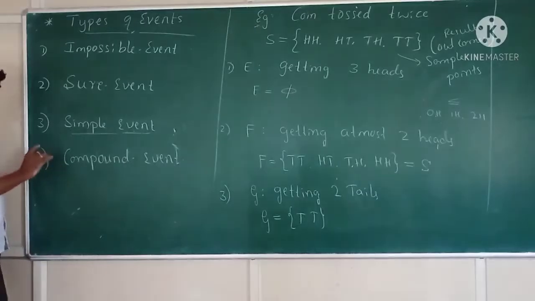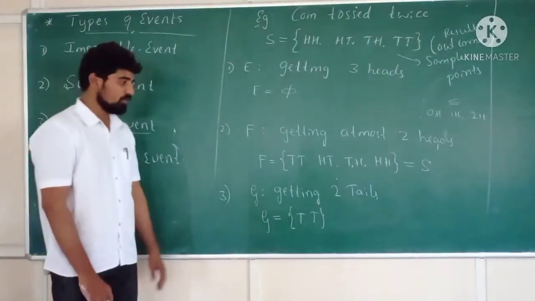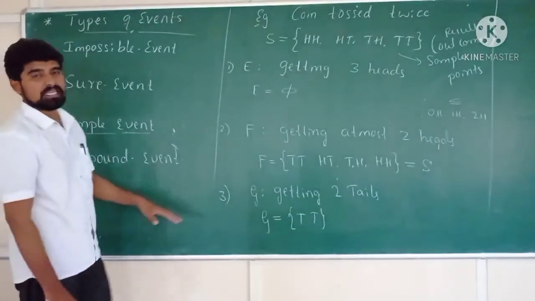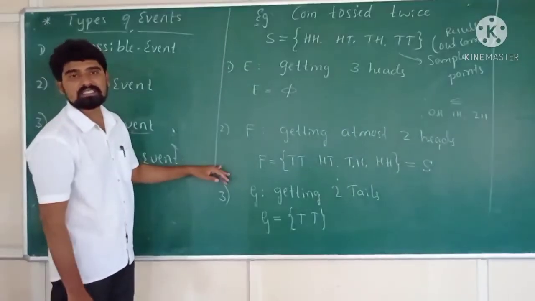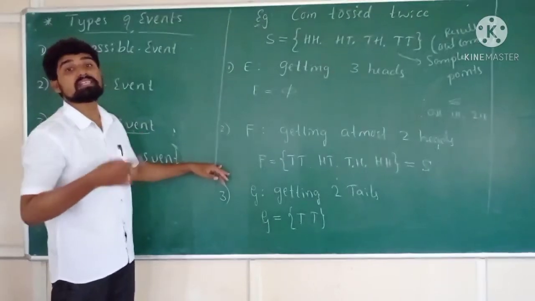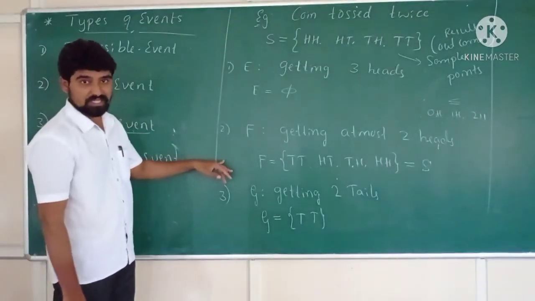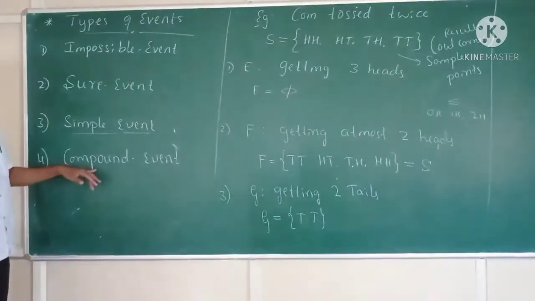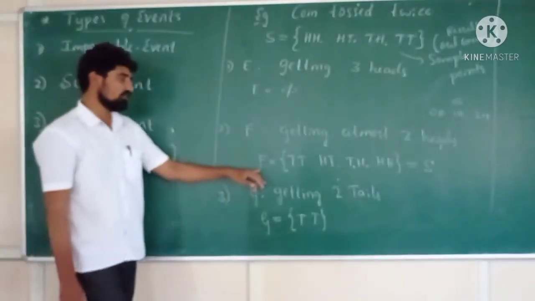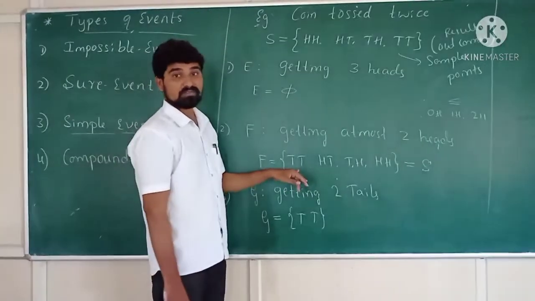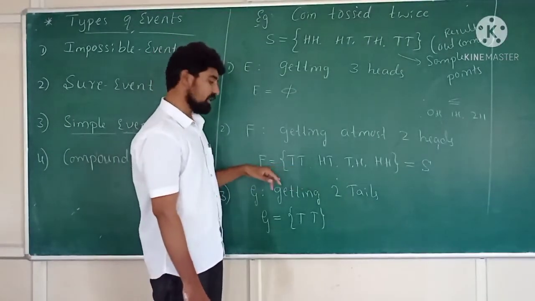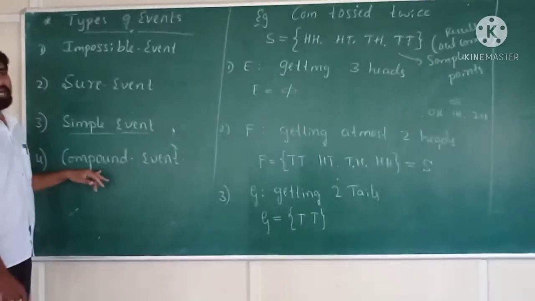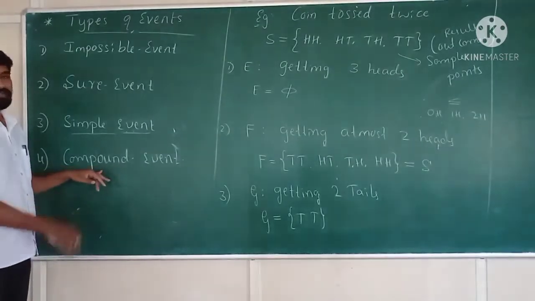And the 4th one is compound event. What is meant by compound event? F is also one of the compound events. So compound event means any event which consists of more than one sample point. Why? Because here F consists of more than one sample point, that is, 4 sample points are present in the event F. Hence this event F is called what? Compound event. I hope all of you understood. If possible, take a note.